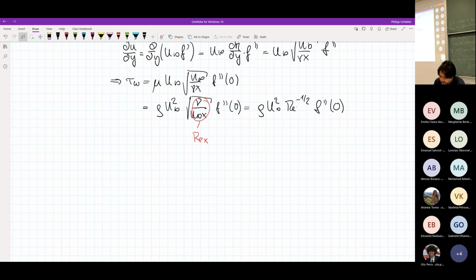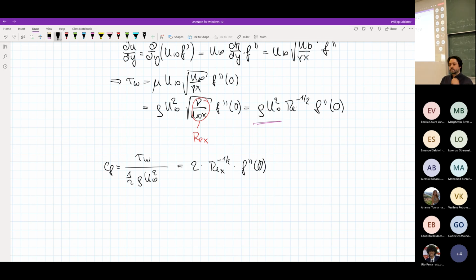And of course, if I want to have this in non-dimensional form, so in form of CF as we introduced earlier, which is just tau W normalized with 1/2 rho u infinity squared, then you see these terms would disappear. So then I simply get 2 times Reynolds x to the minus 1/2 times f double prime of 0. And of course, this is now a useful result, because now I know what the shear stress is in a Blasius or zero pressure gradient boundary layer, because I know this number.